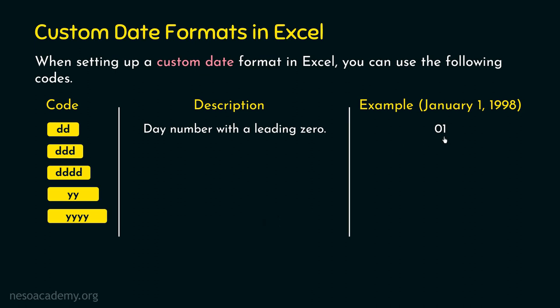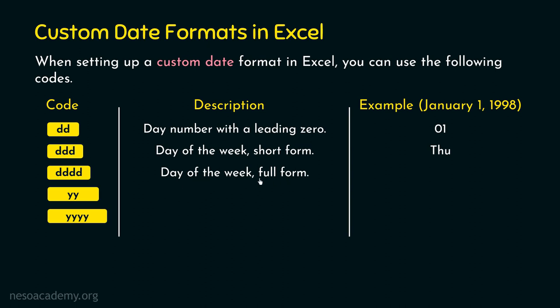Alright? Now let's talk about another code, that is 3 times D. It is used to bring in the short form of the day of the week. For example, Thursday can be written as THU. And similarly, we will write down the short form of the days of the week. Alright? Now let's talk about another code, that is 4 times D. It is used to bring in the full form of the day of the week. So it's quite easy. For example, Thursday. So we will have the full form of the day of the week.